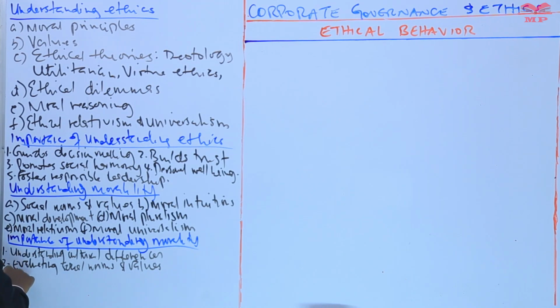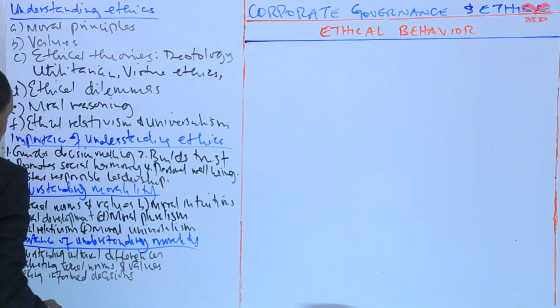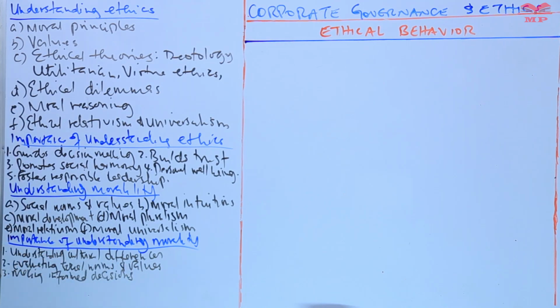Three, making informed decisions. Understanding morality can help us make more informed and responsible ethical decisions, taking into account both our own values and the broader social context.